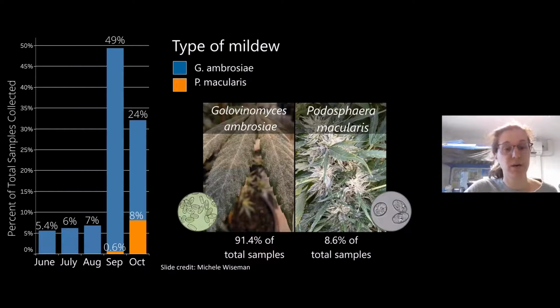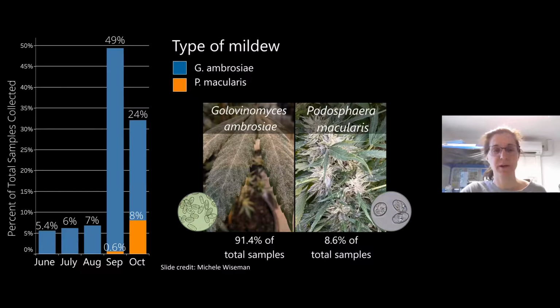So just kind of a takeaway, you'll see ultimately, for as much sampling as we did, most of the powdery mildew species that we found were the hemp powdery mildew, almost 92% of the total samples. Just a small fraction of the total samples that we found were the hop powdery mildew, so just 8.6% of the total. And again, we're just seeing late season being the most important, at least in 2021, for powdery mildew.